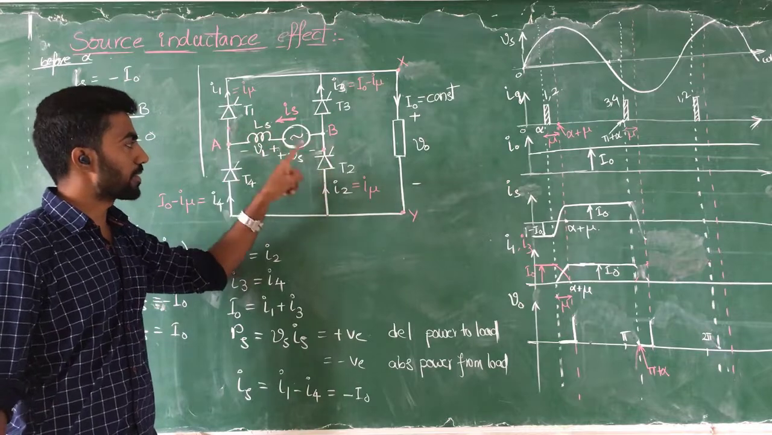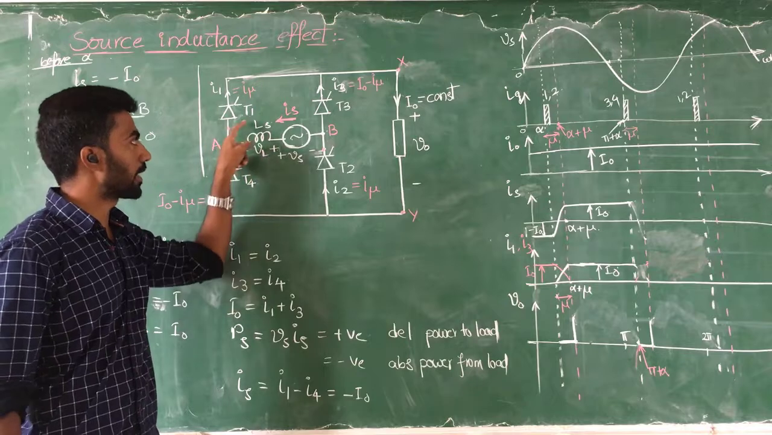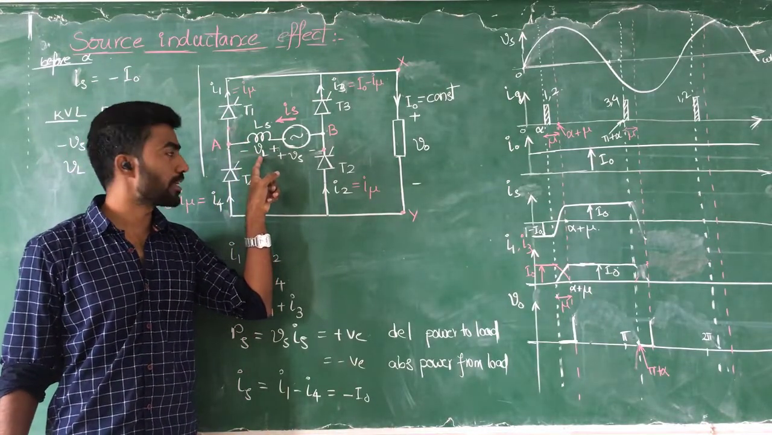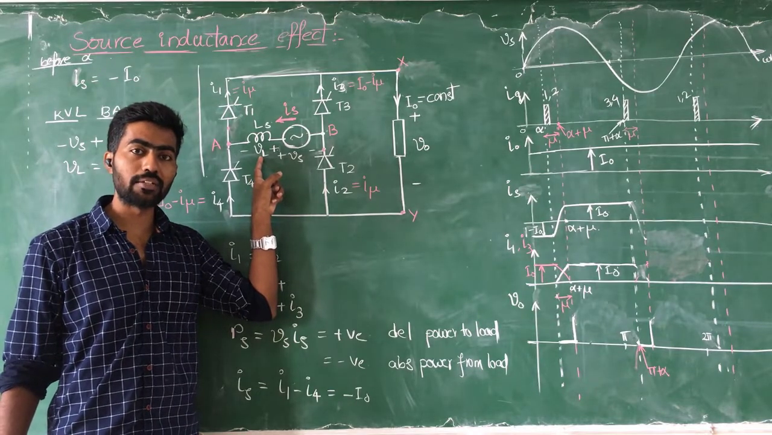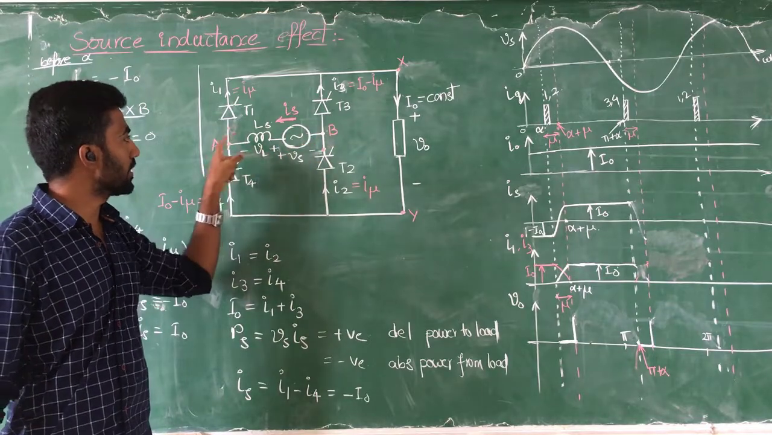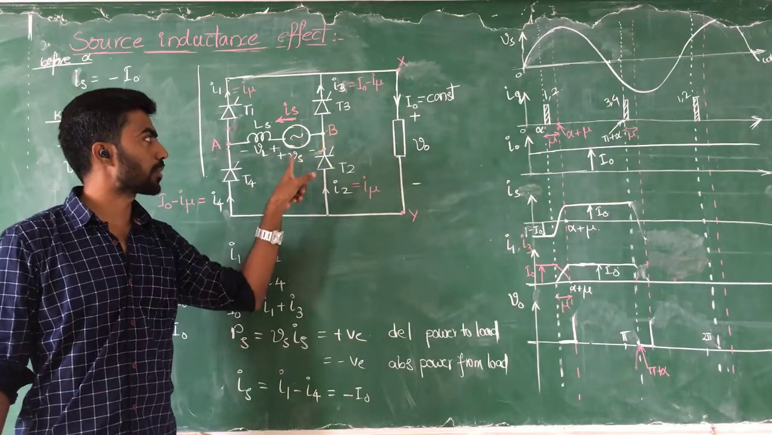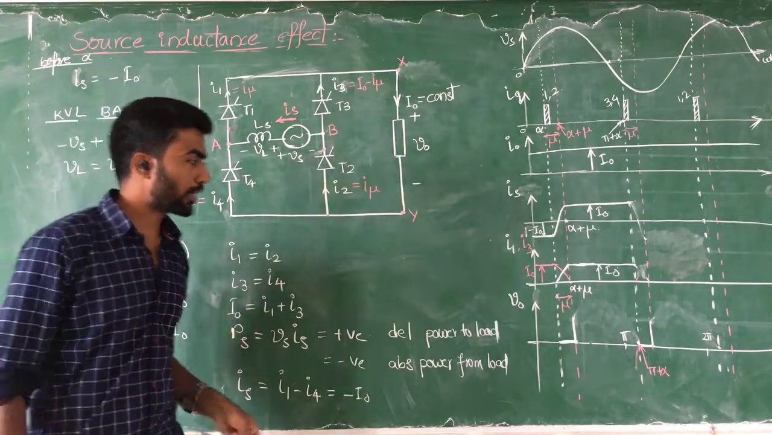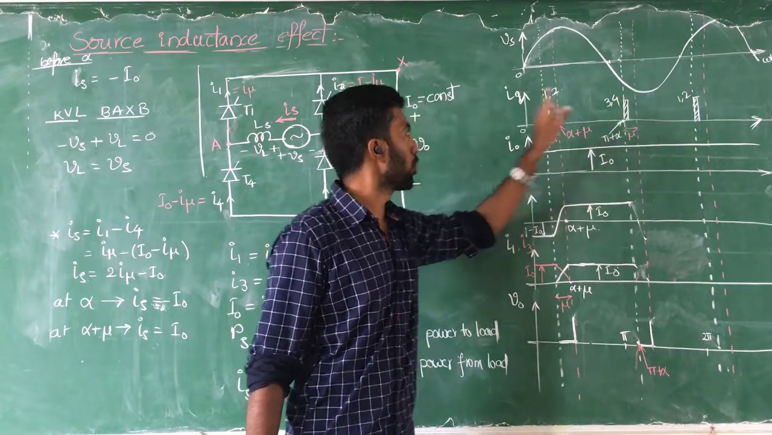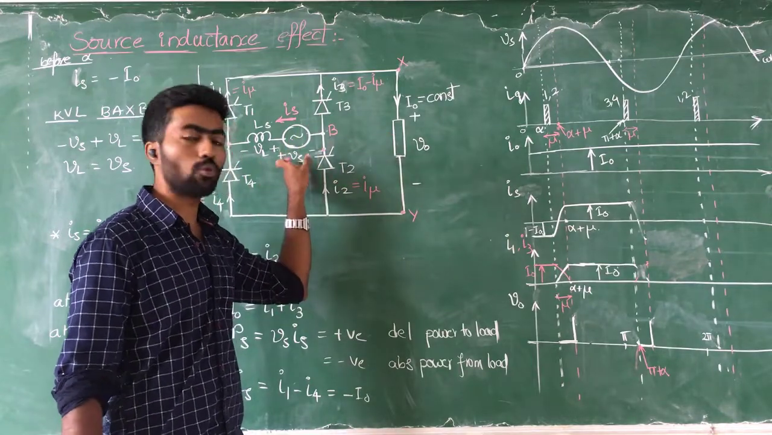If these two devices are conducting, then this current magnitude is constant, and the voltage across the inductor is 0 volts. If the current through the inductor is constant, then VL will become 0 volts, so dI by dt is 0. Now if we apply KVL to this loop, B, A and X, Y and B, we get V naught equal to supply voltage, until pi plus alpha, when 3 and 4 get triggered. Up to this point V naught is equal to supply voltage.